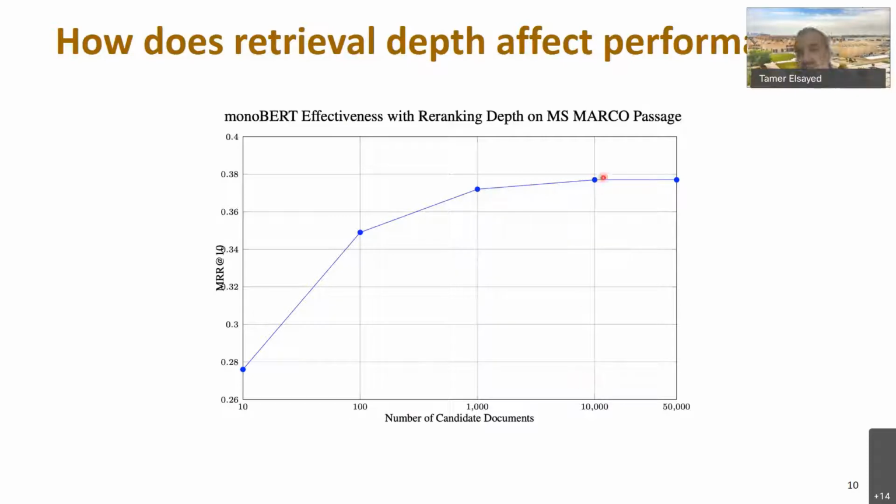After 10,000, there's not much gain between 10,000 and 50,000. But it is really interesting to see that up to 10,000 there was an improvement. We wouldn't expect that. Maybe adding so many non-relevant documents would make it really hard for MonoBERT to assign high scores to the relevant documents, but it was able to do a good job of capturing the relevant documents as much as it can.